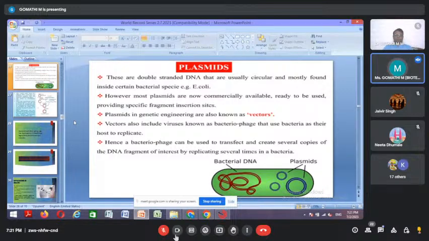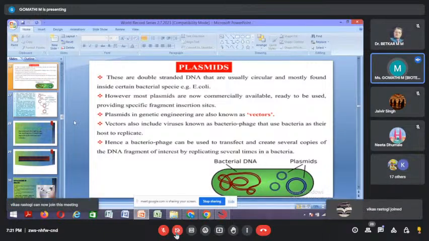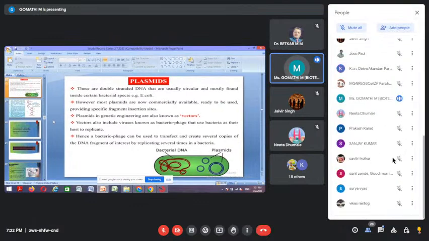Not only plasmids act as vectors; some viral vectors are there, like cauliflower mosaic virus, and Ti plasmid vectors, and so many vectors are there to carry a DNA molecule to a host cell.